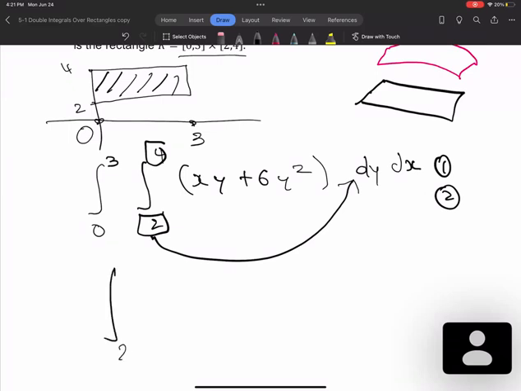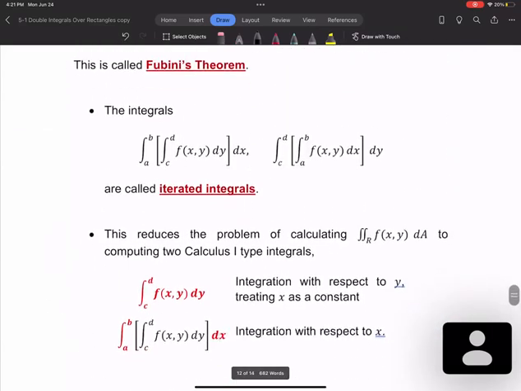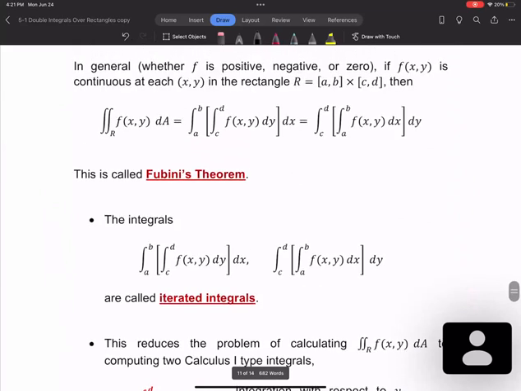You can do the integral from 2 to 4, from 0 to 3, of xy plus 6y squared dx dy. Okay? That's how you learn. It doesn't matter if you switch the numbers, it will give you the same. But if you switch, you need to switch here. Later we're going to learn that it's possible to switch for good reason. It's called Fubini-Tonelli.